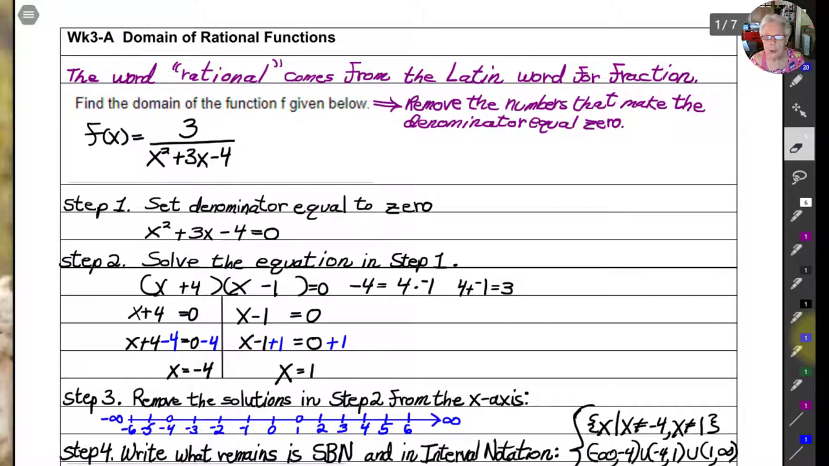All right, so you set your denominator, x squared plus 3x minus 4, equal to 0 and solve this quadratic equation. That's step 2. Solve the quadratic equation. We're going to do this by factoring because that's the only method you've learned so far. You'll learn another one. x plus 4 is equal to 0, so x equals negative 4. x minus 1 is equal to 0, so x equals positive 1.